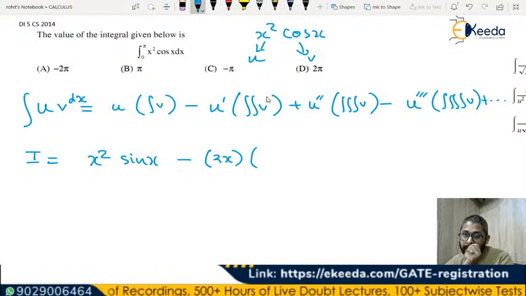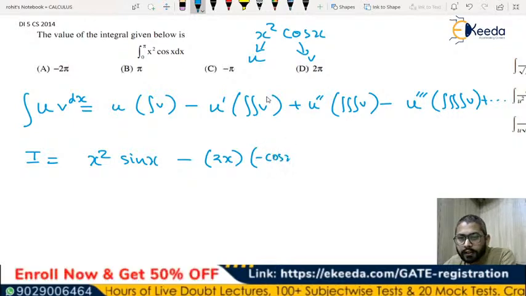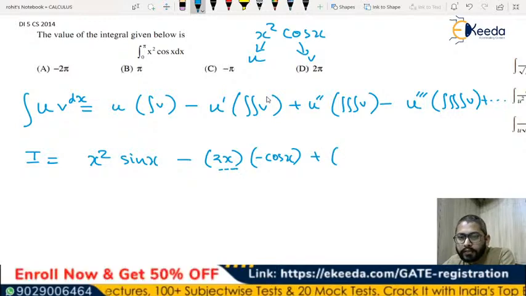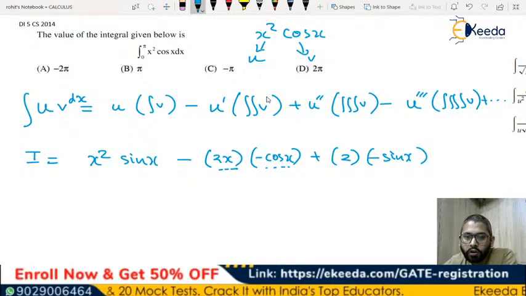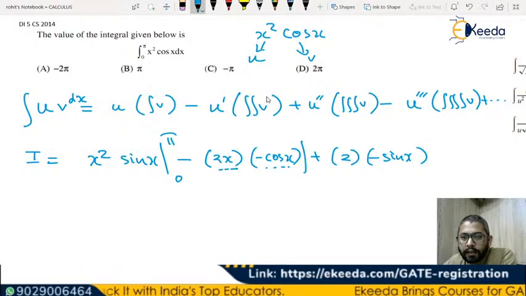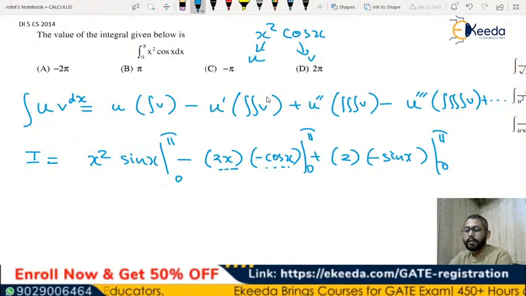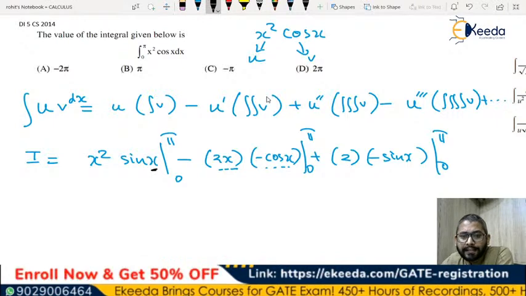So integration of sin x is minus cos x, and then plus differentiation of 2x, so 2, and integration of minus cos x, so it is minus sin x. And for all this, you have to put the limit 0 to pi. Apart from this, what you can see here is sin x with x square.